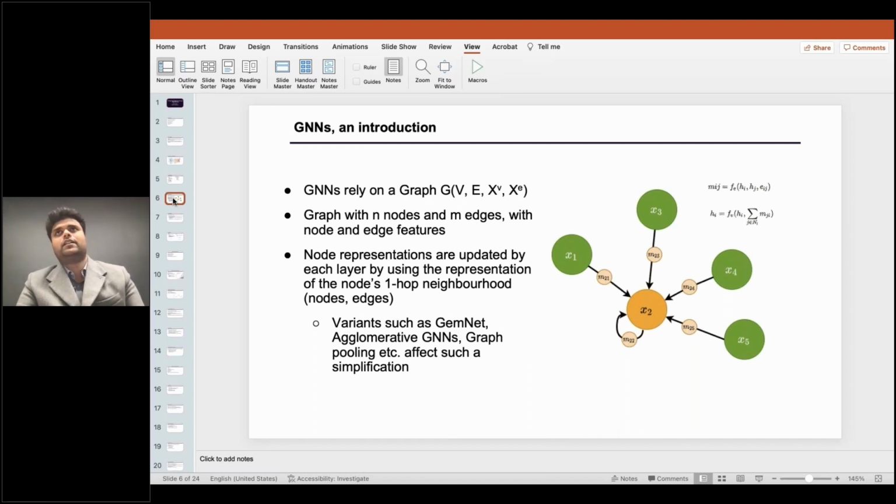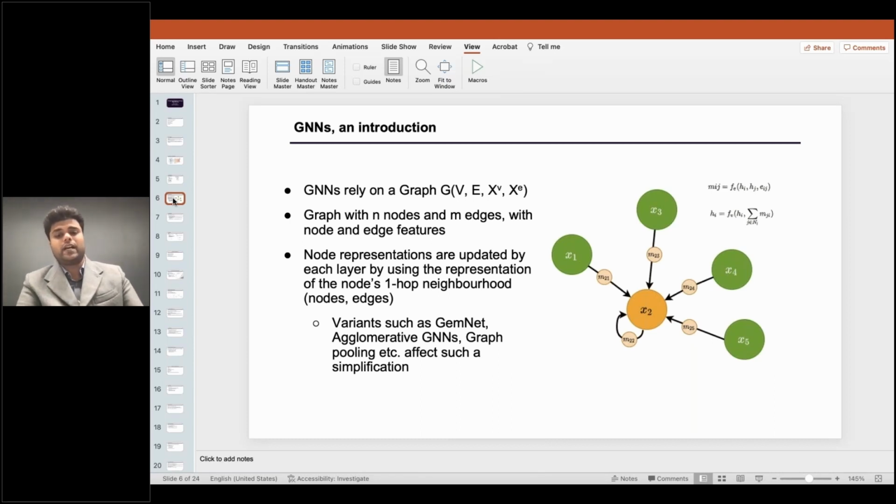Typically a graph is represented as a collection of vertices, edges, node features, and edge features. And what a GNN does is like a typical neural network. Each particular layer takes in the input features of the various elements. For example, if it's an image, it looks at the n by n by 3 matrix. In this particular case, it'll be looking at this graph to generate the next set of representations.